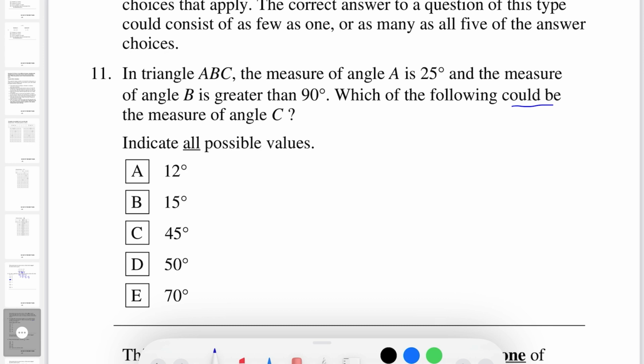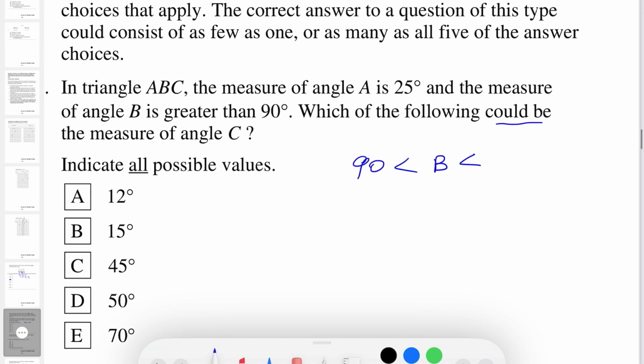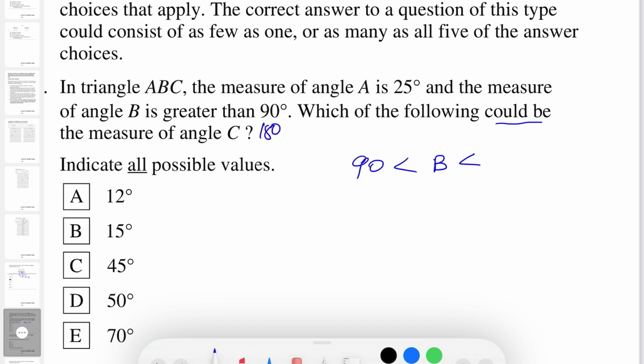So A is 25, we know. B is greater than 90, and to figure out what B has to be less than, I'm going to take the sum of the interior angles of a triangle, 180, and subtract 25 because we know A is 25. So 180 minus 25 gives us 155. So B has to be less than 155, so we have room for a third angle, and it's greater than 90.